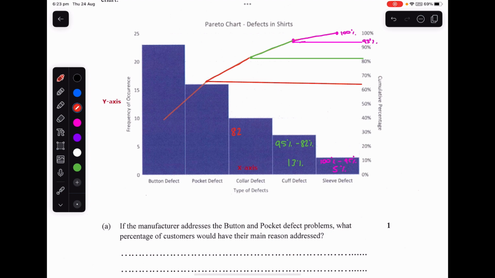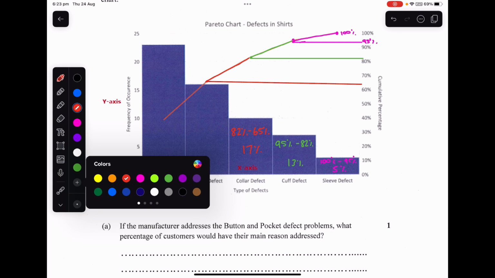So then 82%, the one above it, take away 65%. And in this one here, we'd be looking at about 17%. Then let's look at the next one. Let me find another colour.